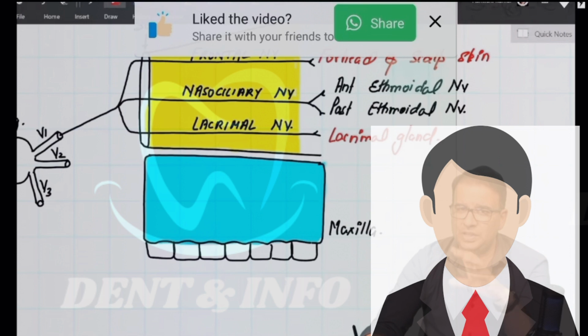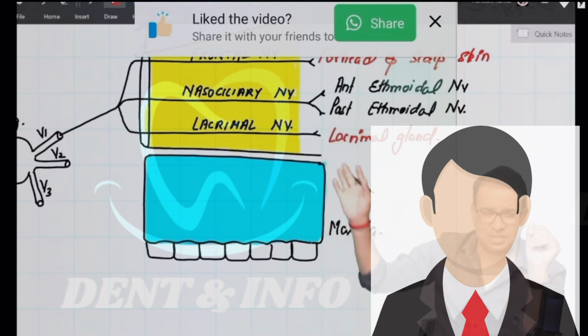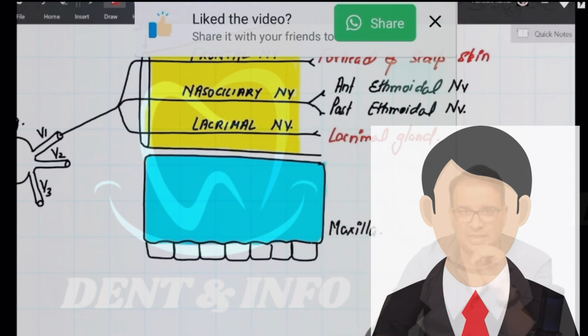So we have the frontal nerve, nasociliary nerve, and lacrimal nerve, and these are their major supplies here. You don't have to go into too much detail in that here. Just remember that when I say nasociliary, the word ciliary tells you that this nerve is connected to the ciliary ganglion. I'm writing CG over there, that is ciliary ganglion. Just note that, please. Nasociliary nerve is simply connected to the ciliary ganglion.